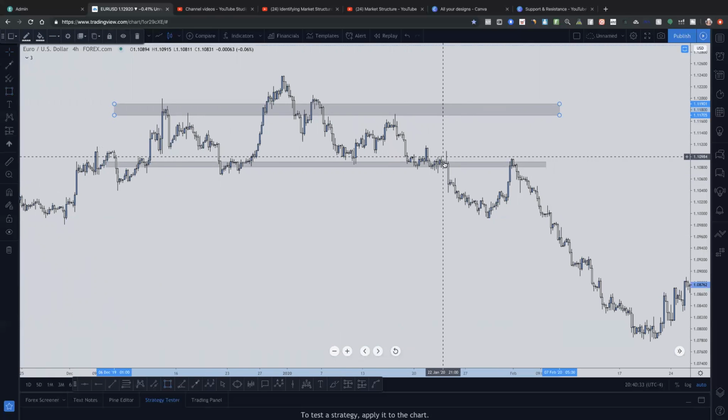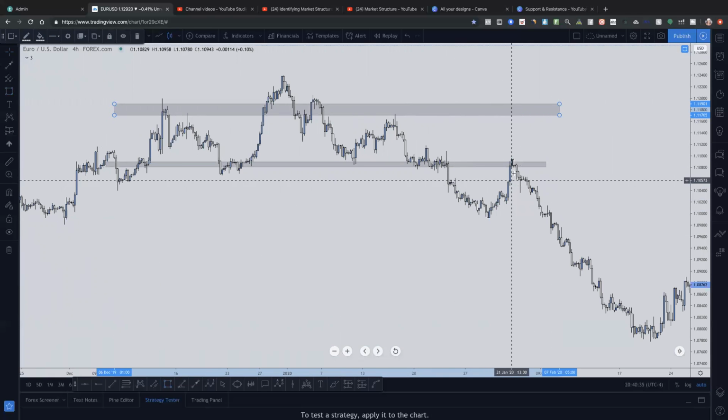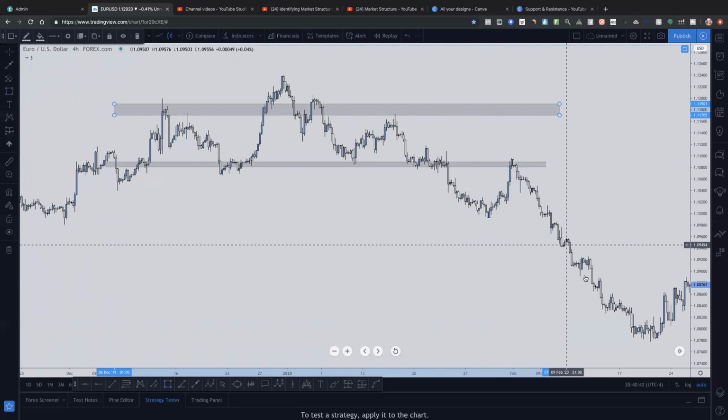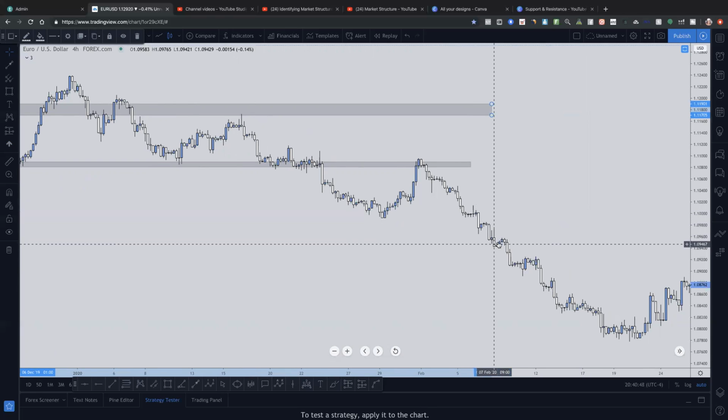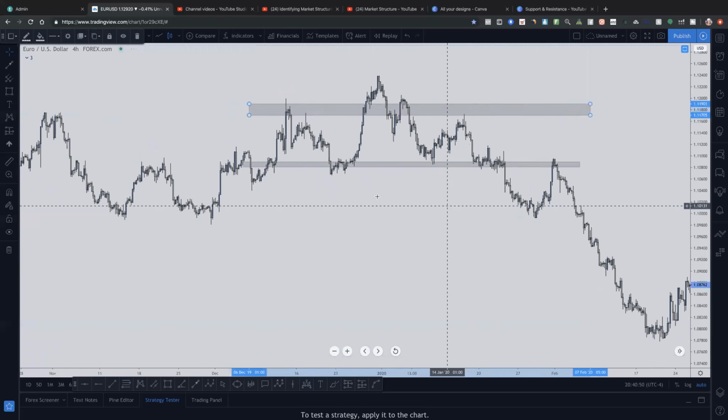And what did it do? It finally broke out. It came back and retested, or pulled back to previous structure, to then create a nice impulse down. And you can see where it created a lower low, lower high, lower low, lower high, lower low, lower high, and it changed trend.